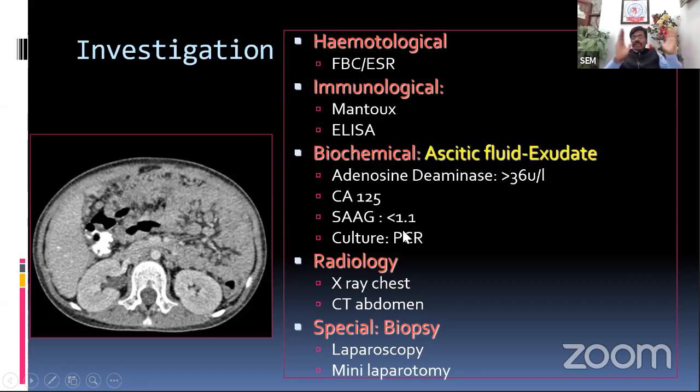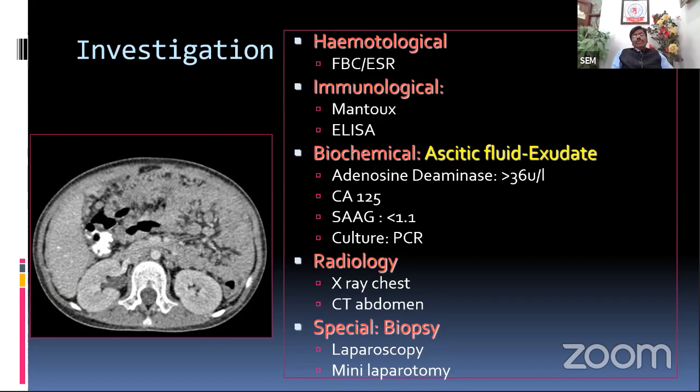That 1.1 is a very important statement because in portal hypertension, the serum ascites albumin gradient, we call it SAAG, take it from me, is more than 1.1. Then it is conclusive evidence of a peritoneal transudate due to portal hypertension by far. Other things rarely can also be cardiac failure, but commonly portal hypertension. Whereas if it is malignancy or tuberculosis, it is exudate and it will be less than 1.1.